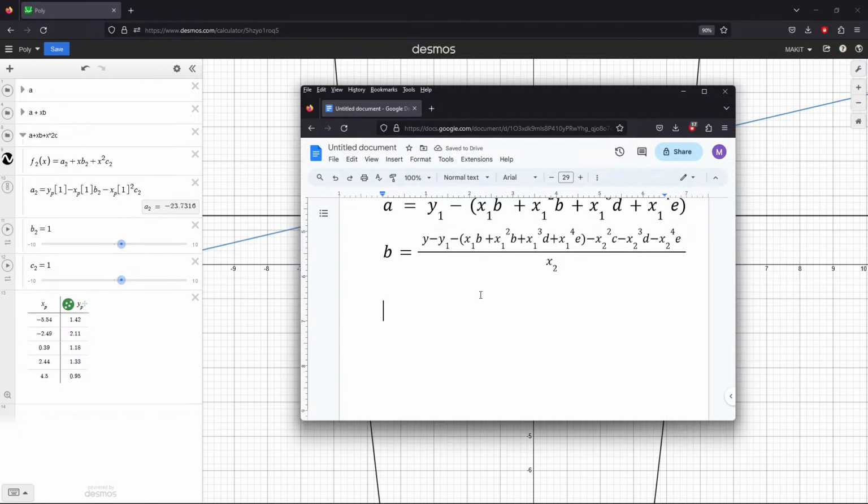So we have, insert an equation first. y2 is equal to y1 minus x1b minus x1 squared c. And then we add the rest of the equation. That's plus x2b plus x2 squared c. There we go. Great. Ain't that great?